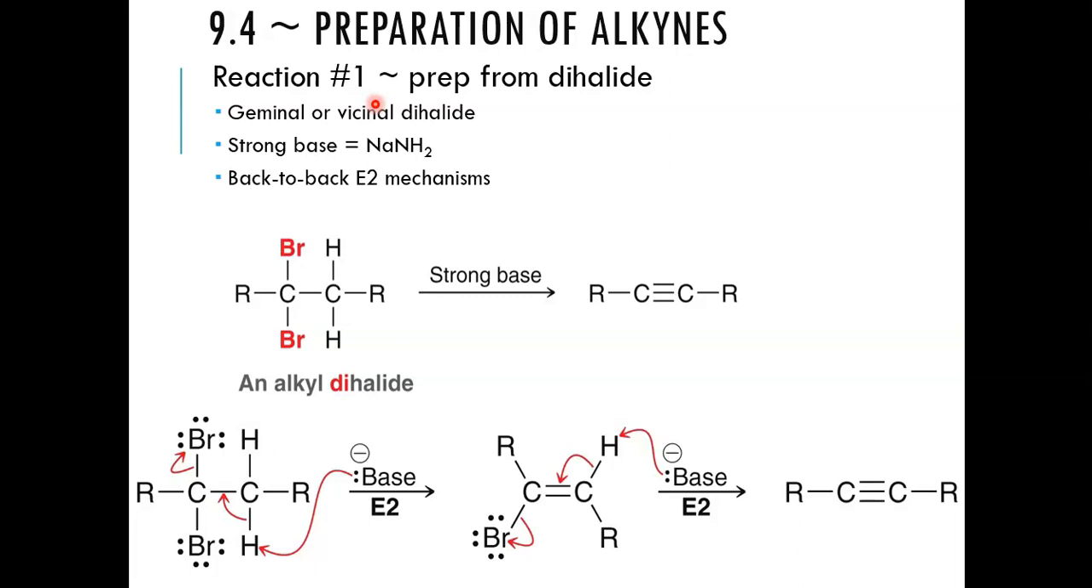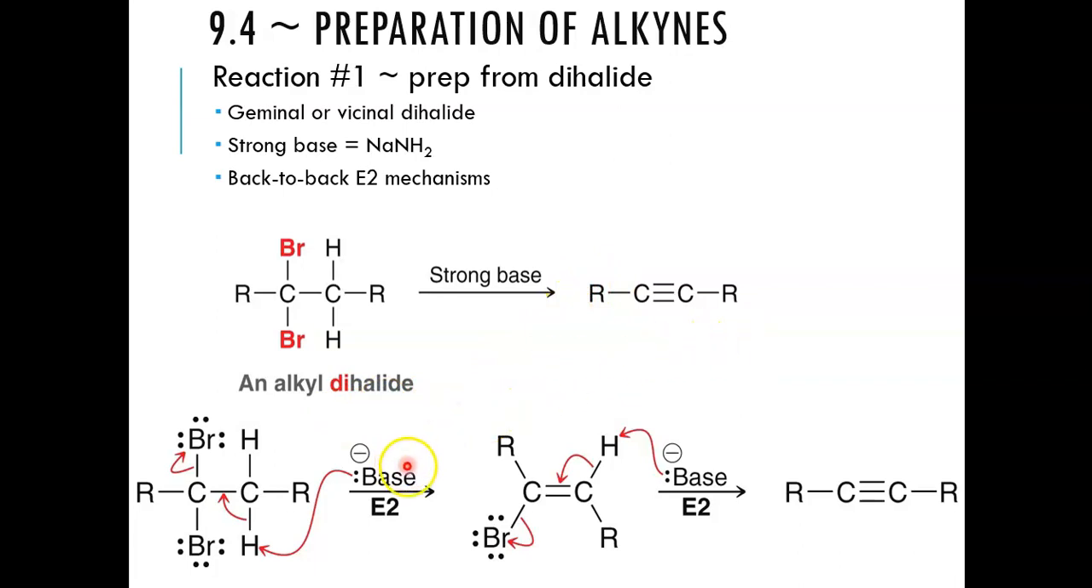All right, so reaction number one, the title of this section is Preparation of Alkynes, so this is how to create alkynes. So we are starting with a dihalide, and if we react it with a strong base, we will get our alkyne. So we're starting with a dihalide to create our alkyne.